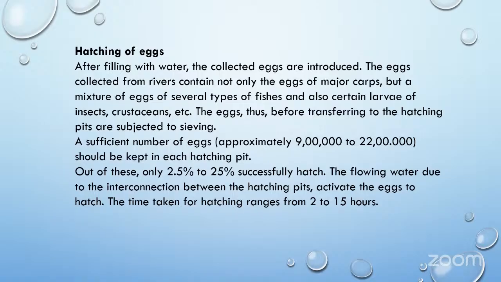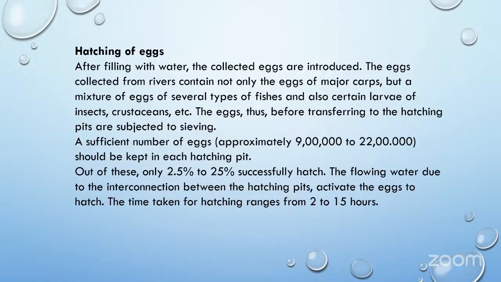Then coming to hatching of eggs. After filling with water, the collected eggs are introduced. The eggs collected from rivers contain not only the eggs of major carps, but a mixture of eggs of several types of fishes and also certain larvae of insects, crustaceans, etc. The eggs thus, before transferring to the hatching pits, are subjected to sieving.